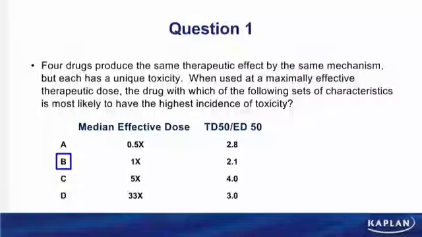And you saw numbers like 0.5 and 1 and 5 and 33. Really what those numbers are probably reflecting is more the potency of the drug. Drug A is more potent than B, and B is more potent than C, which is more potent than D, because it takes smaller amounts of those drugs to produce their effectiveness. So as a result, the first column is really not helpful in answering this question. Don't let it influence your choice of which drug has the highest incidence of toxicity.